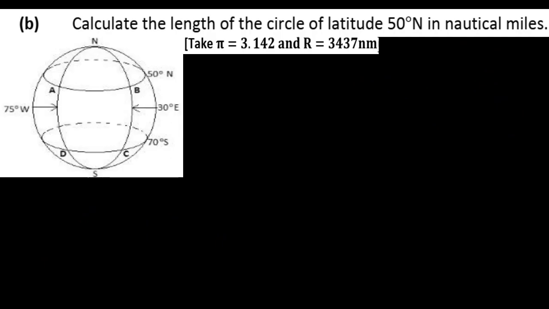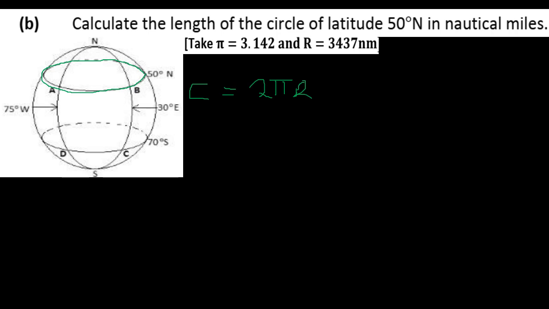Okay, our next question reads: calculate the length of the circle of latitude 50 degrees north in nautical miles. So this is latitude 50 degrees here. They want us to calculate the length of this circle. The length of the circle is simply known as the circumference. So they want us to calculate the circumference of latitude 50 degrees. Circumference, as we know from the formula, is 2 pi r, with r denoting the radius of the Earth.